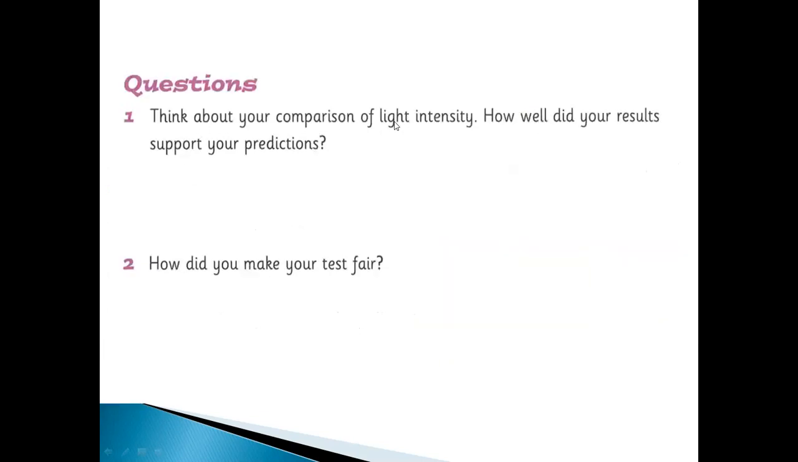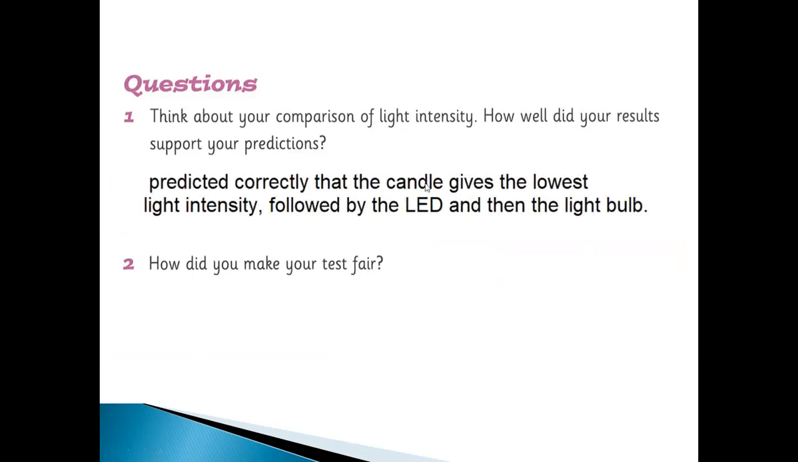Think about your prediction of light intensity. How well did your result support your prediction? You can do it. How? By predicting correctly that the candle gives a lower light intensity. Obviously, a candle cannot give too much light. If you put the candle far away and open your book, can you read it? Obviously not. So the candle does not give more light; you can say it is the lowest if we compare with the LED and the light bulb.